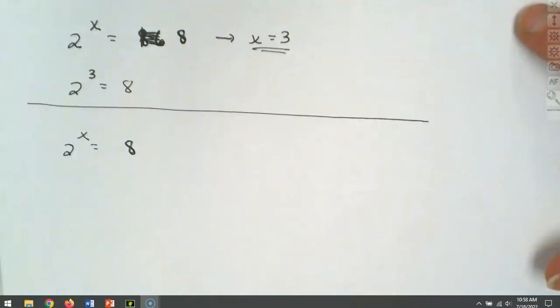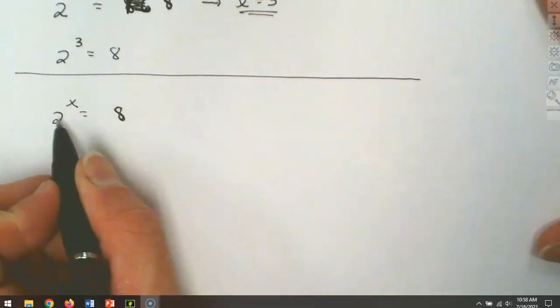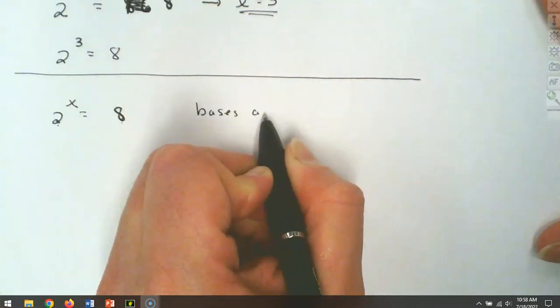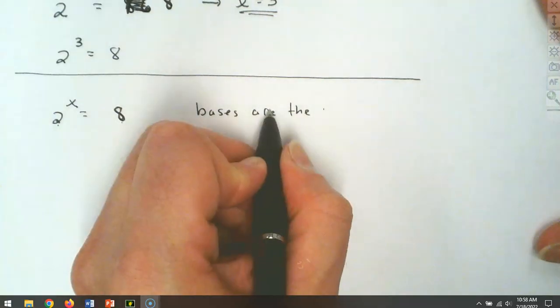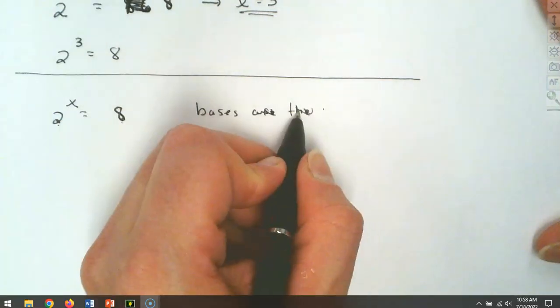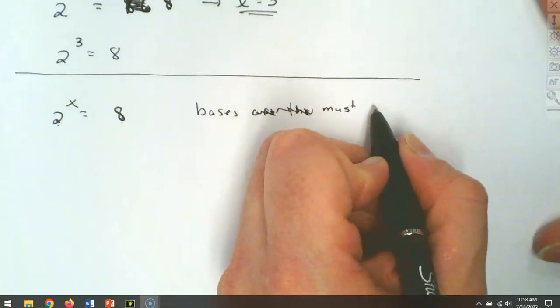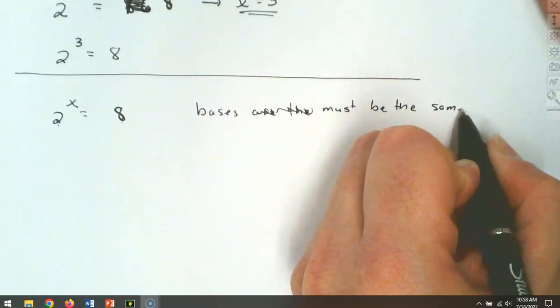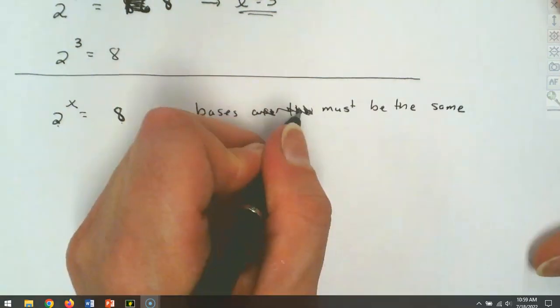Well, what we need to do is we need to look at it and we need to convert. Now, we want them to be the same bases. And the bases are the numbers down below. So the bases must be the same. That's going to be our goal. We have to make sure that these bases are the same.